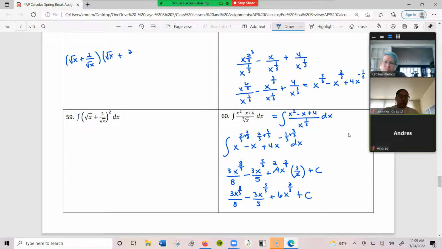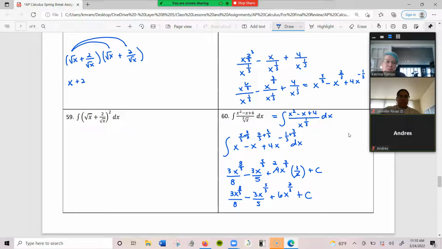Okay. So we're going to distribute. Square root of x times the square root of x is x. Then square root of x times 2 over the square root of x. The square root of x's would end up canceling, so it'll be plus 2. Is that okay?